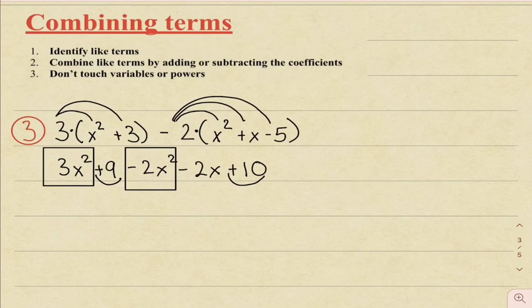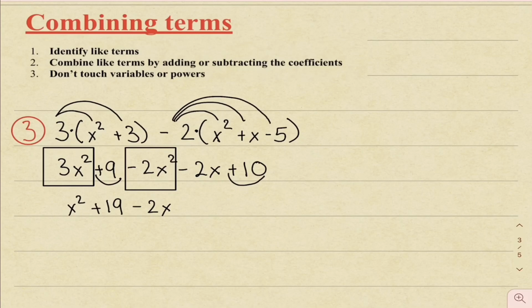So I'm going to go ahead and combine these terms. So I have 3x squared minus 2x squared. So that's 3 minus 2, which is 1. And x squared just stays the same. Positive 9 plus 10, that's positive 19. And then I'm left with negative 2x, so I'm just going to bring that down, negative 2x. So I don't have any more like terms, so the answer is 1x squared plus 19 minus 2x. 1 times x squared is just x squared, right? So I can just remove that 1. And the answer is x squared plus 19 minus 2x.